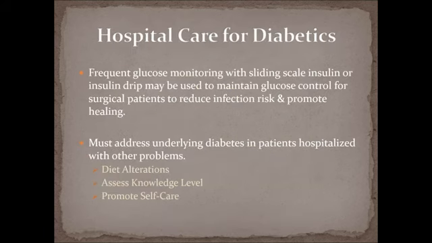I want to add special things to think about: hospital care for diabetics, frequent glucose monitoring with sliding scale insulin, or perhaps even an insulin drip might be used to maintain glucose control for surgical patients. We know as part of the SCIP measures to reduce complications in patients that tight glucose control is a key factor in preventing complications and promoting recovery. Okay. The reality is most of the patients that we deal with in the hospital that have diabetes, they may not be there because of their diabetes. They're there for another reason, another primary diagnosis, but their diabetes is certainly impacting the care that you are providing, okay?